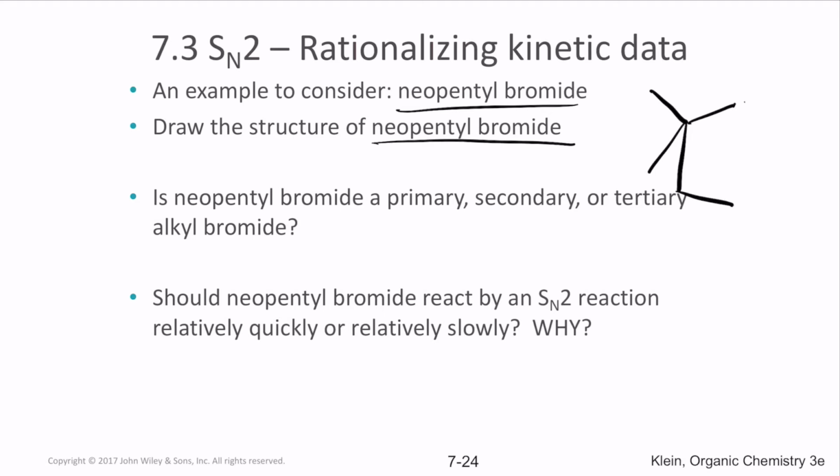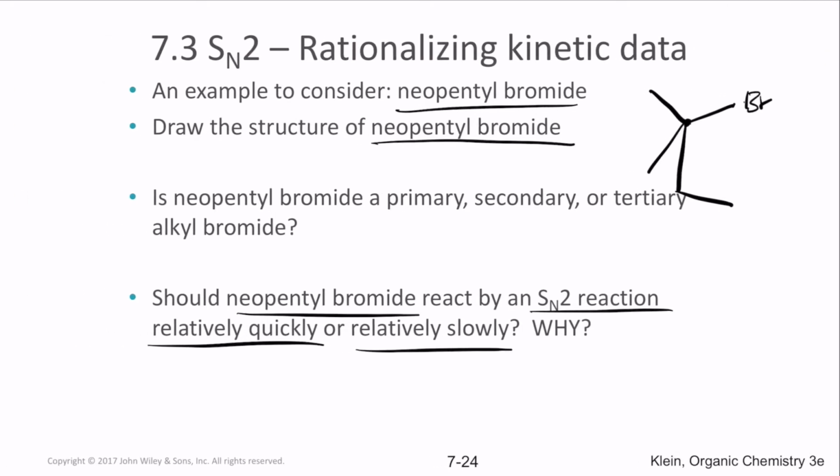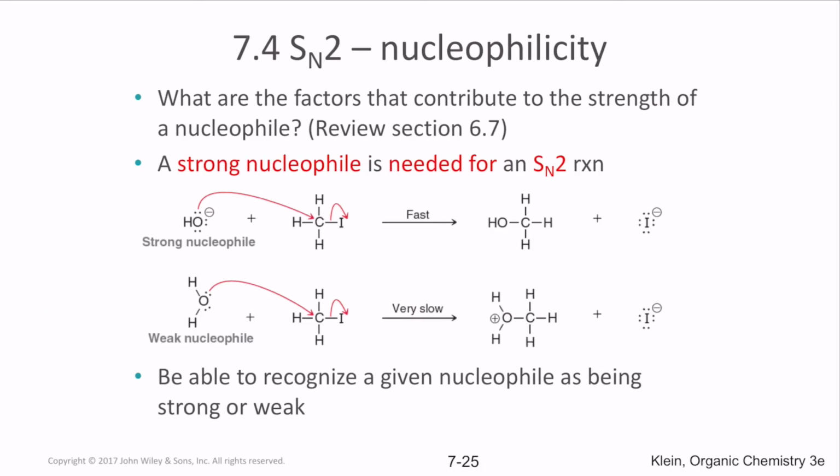So this is the structure of neopentyl bromide. Now, how would you classify this structure? Is it a primary, a secondary, or a tertiary alkyl halide? Should neopentyl bromide react by an SN2 mechanism relatively quickly or relatively slowly? Remember that the alpha carbon is what decides the structure, which means the alpha carbon is much more hidden, so this reaction is not going to occur easily.